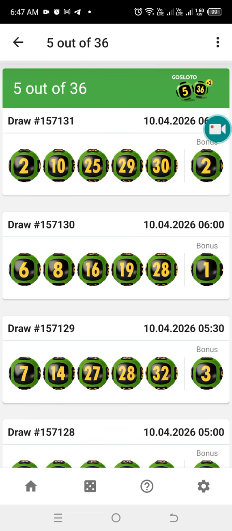Yes, today we're going to check the Gosloto 536 strategy.